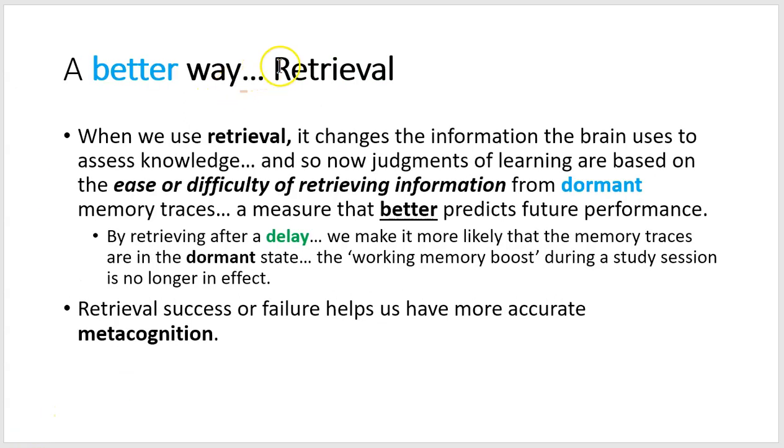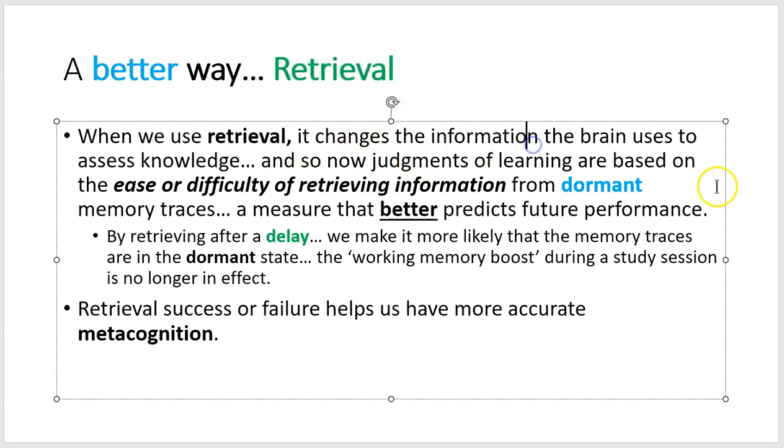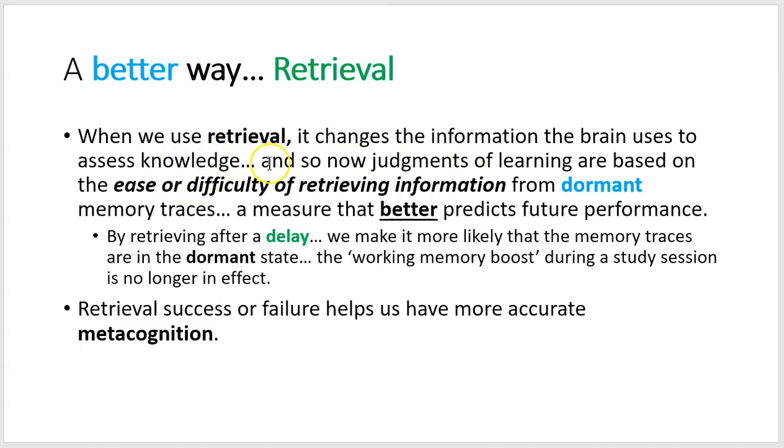There is a better way, and that's to use retrieval. So when we use retrieval, it changes the information the brain uses to assess knowledge. And so now judgments of learning are based on the ease or difficulty of retrieving information from dormant memory traces, a measure that better predicts future performance. And remember, by retrieving after a delay, so take a break in your study sessions, or ideally study each day so you get sleep in between, we make it more likely that the memory traces are in the dormant state. So that's the purpose of the delay. The working memory boost during the study session is no longer in effect after a delay.